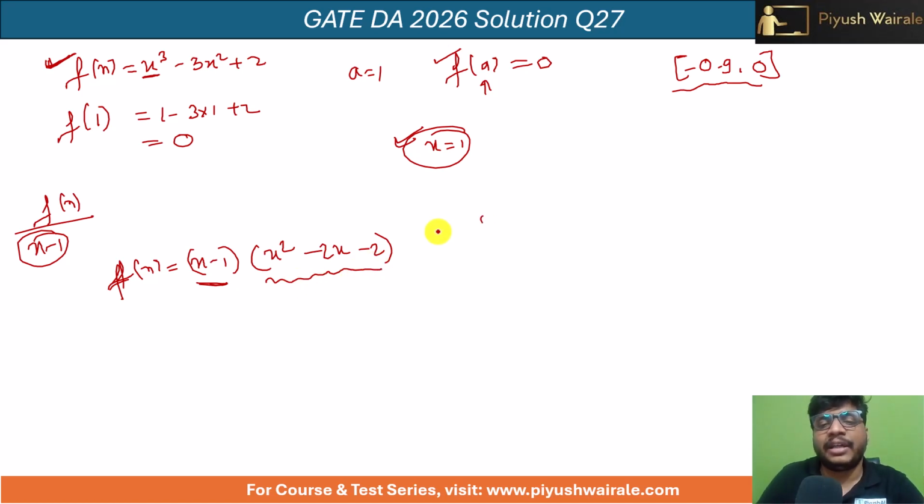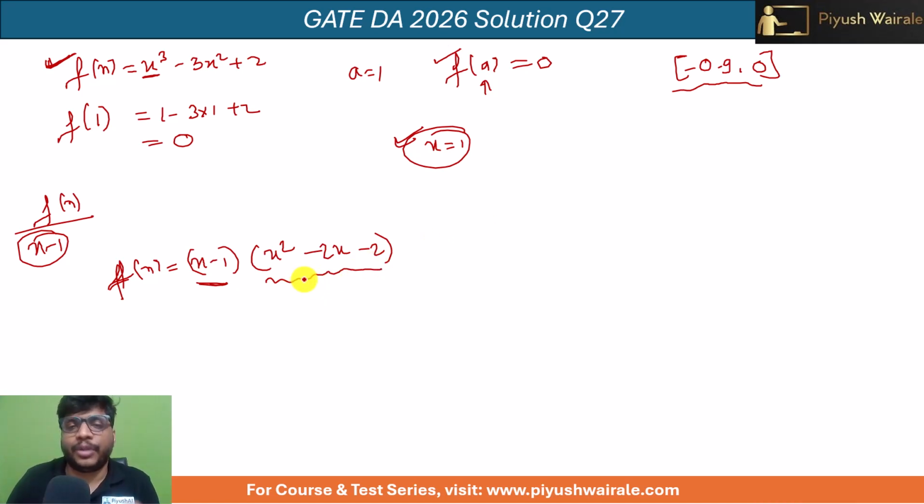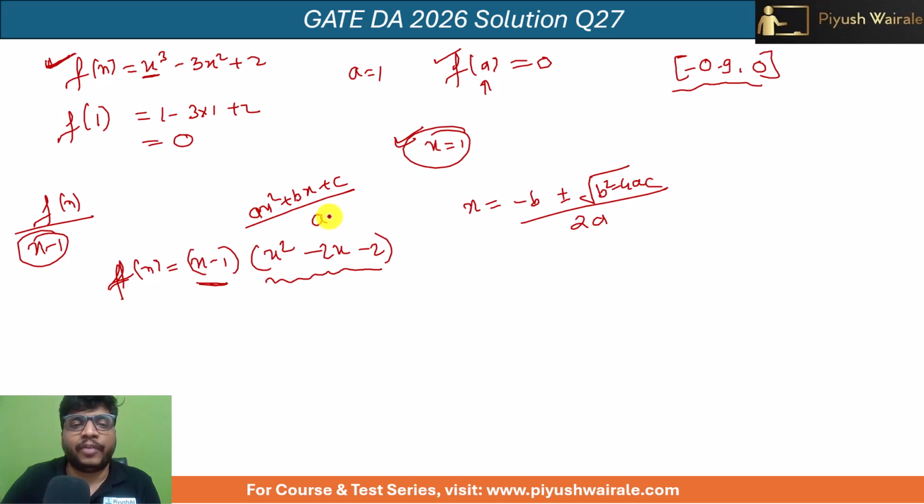Simple, how to do that? We know that to find the roots of the equation, we have to consider x equals minus b plus minus under root of b square minus 4ac divided by 2a. You can compare with this ax square plus bx plus c here, right? So the value of a is 1, the value of b is minus 2, the value of c is minus 2 here, right? So you can find the roots here as well.